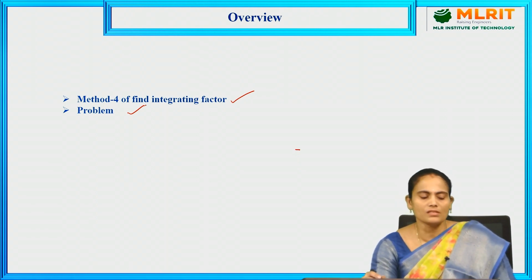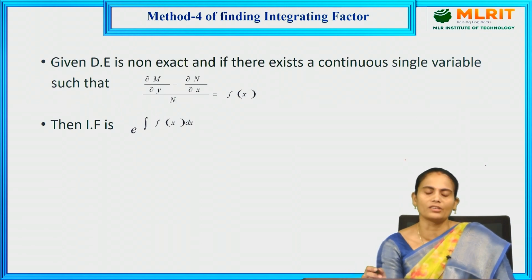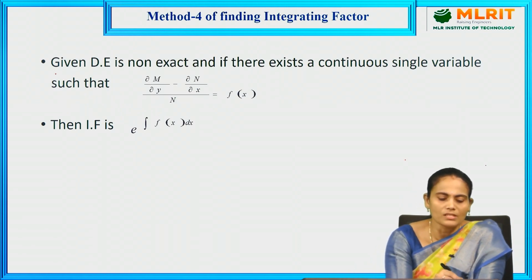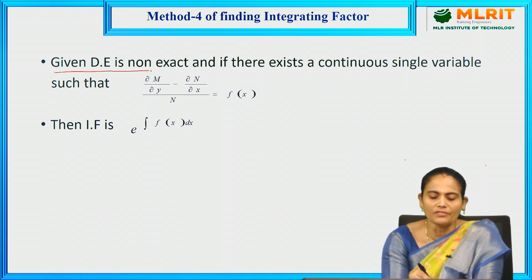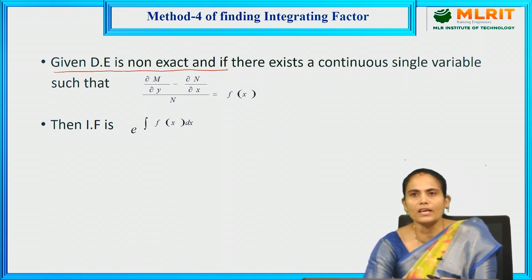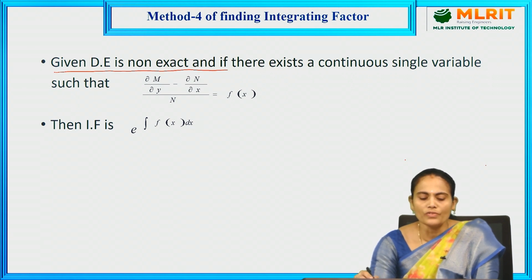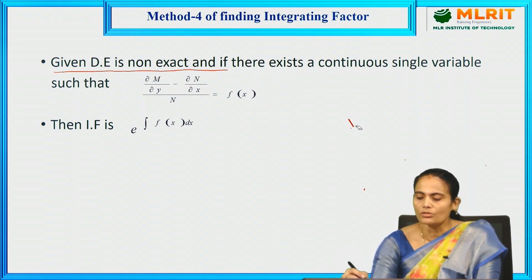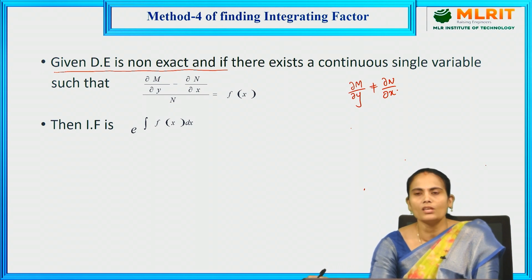Now we'll see what method 4 of finding an integrating factor is. The given differential equation is a non-exact differential equation. We know what a non-exact differential equation is: you have to verify the condition that dou M by dou y is not equal to dou N by dou x.